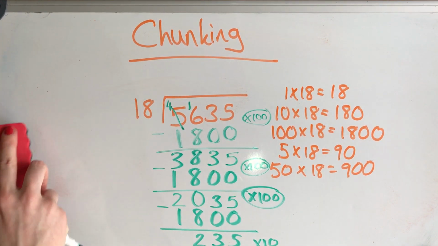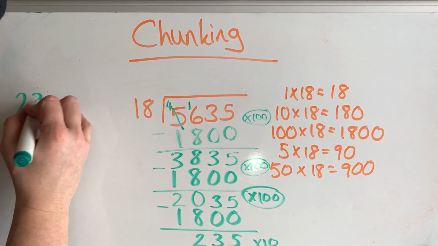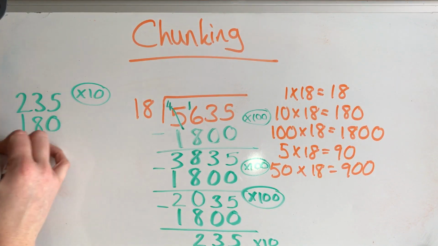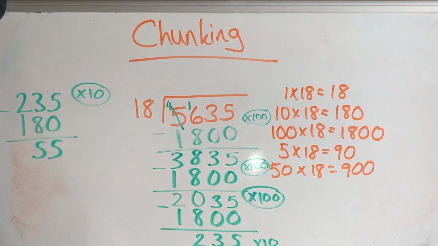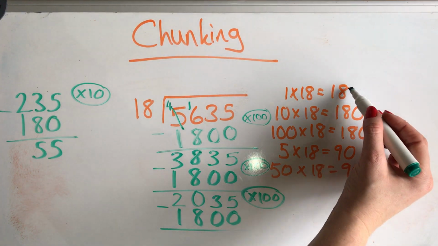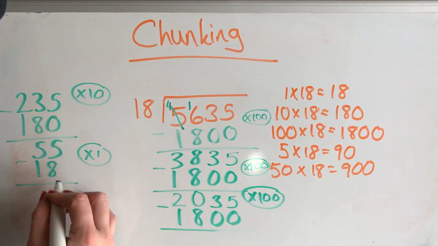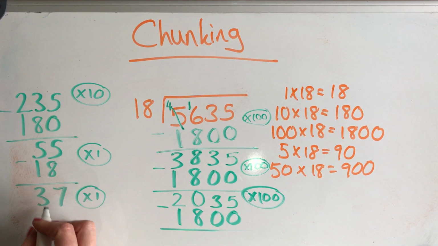So let me just carry on down the other side. So I'm currently on 235. Then I've taken a group of 10 out, which is 180. So that'll leave me with 55. And then how many groups? No, I can only take 18 out. So I'm going to do multiplied by 1. So I take away my 18. So it's going to be 37. I can still take away another 18.